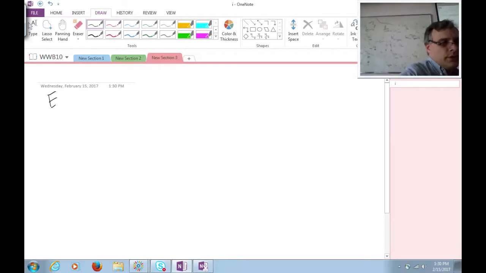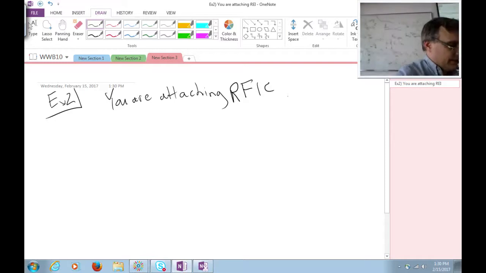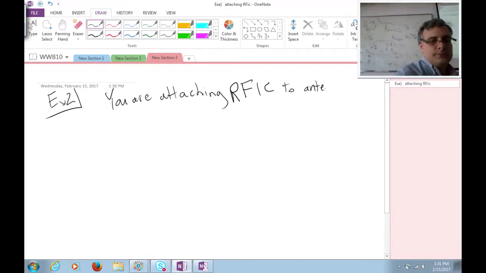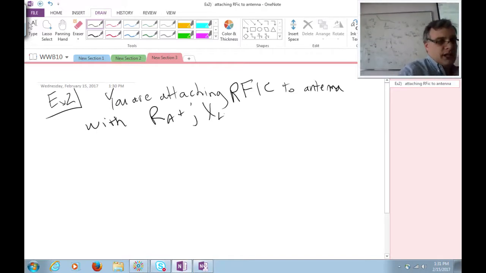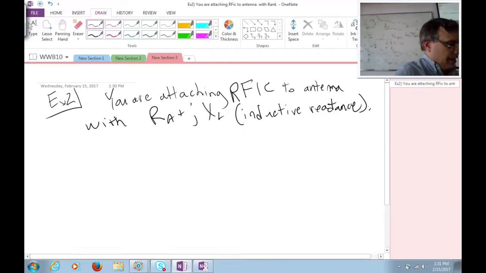Okay, here's another example problem, example 2. It says you are attaching an RFIC, that stands for Radio Frequency Integrated Circuit, to an antenna with impedance RA plus jXL, where XL is a positive number, so this is an inductive reactance. Answer the following questions based on this scenario. So let's start with this one.